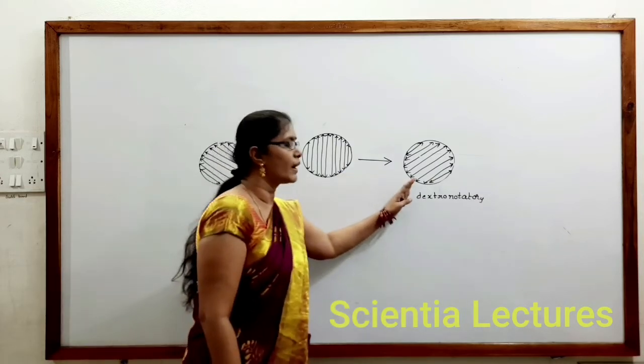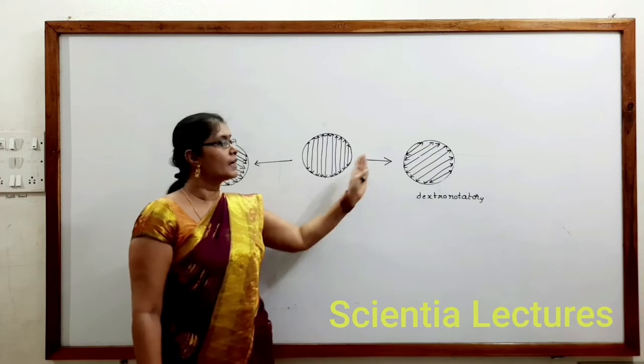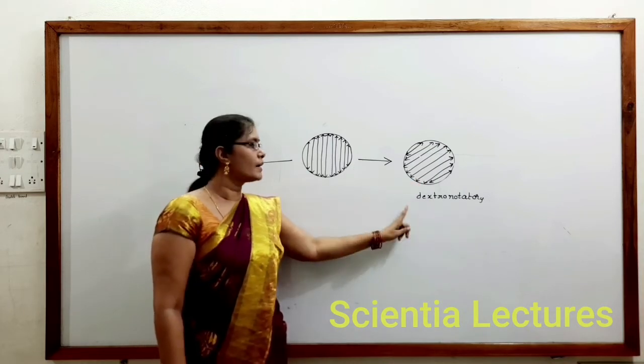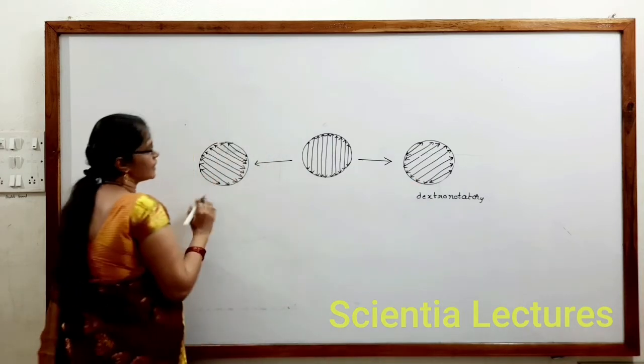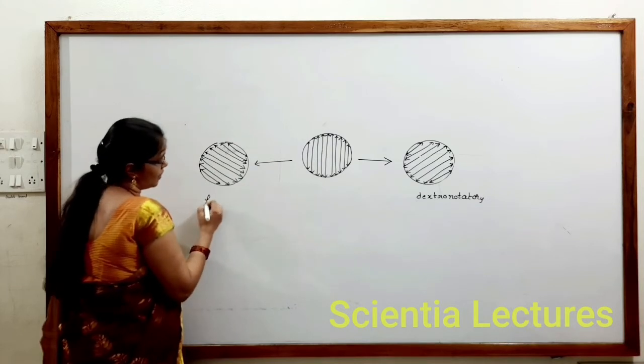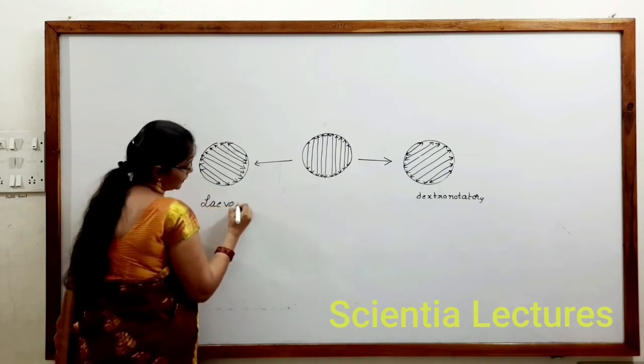You can observe here that this is plane polarized light; a few organic solutions will rotate the vibrations of light to the right side, then it is called dextrorotatory. If it rotates the vibrations to the left side, it is called levorotatory.